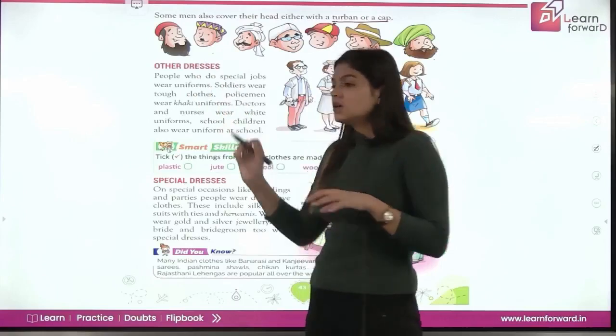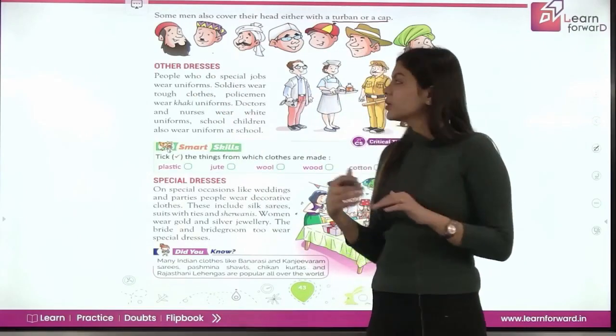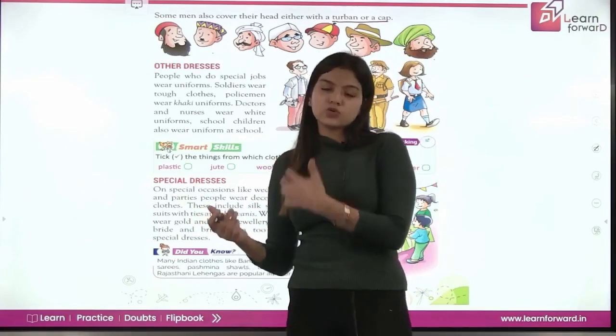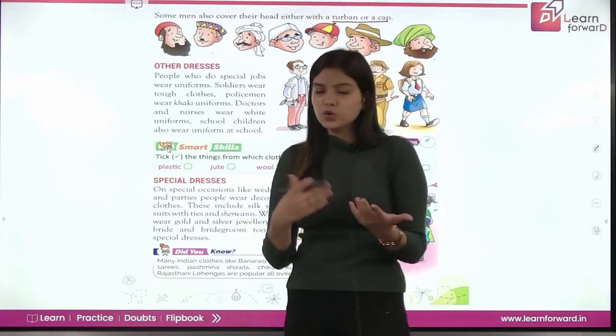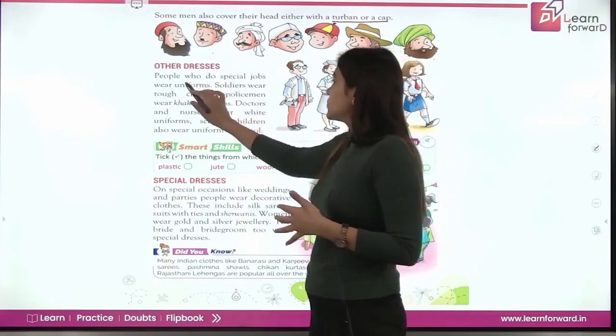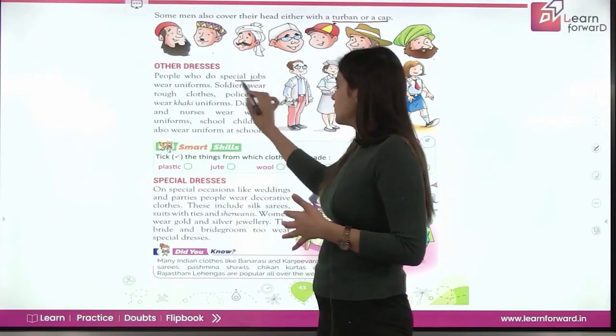Other dresses. So this was about the women and the men. Now we will move to the other dresses. So there are other dresses rather than the casual dresses, that are our uniforms and the fashionable dresses. So other dresses, people who do special jobs wear uniform.